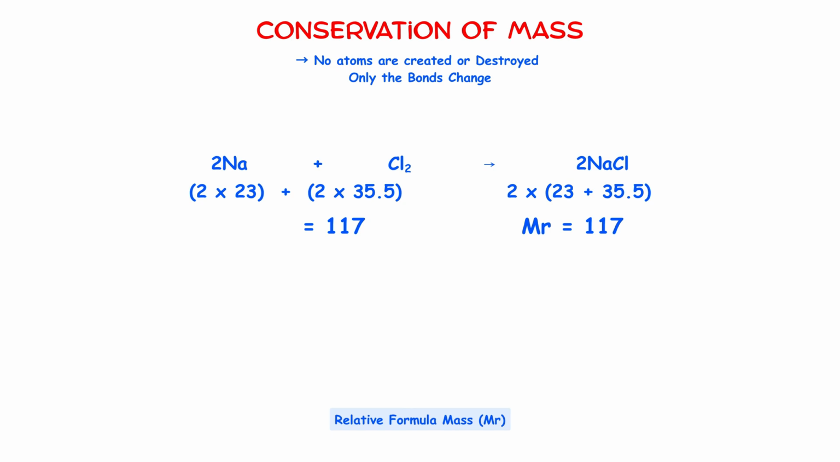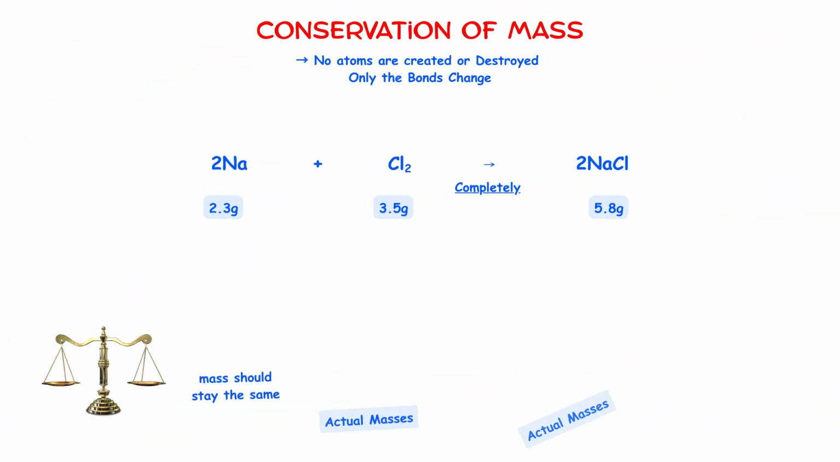On the right side of the equation, we have two molecules of sodium chloride, each consisting of one atom of sodium and one atom of chlorine, which gives us 2 times (23 plus 35.5), which also equals 117. So, we can clearly see that the mass is balanced and conserved.